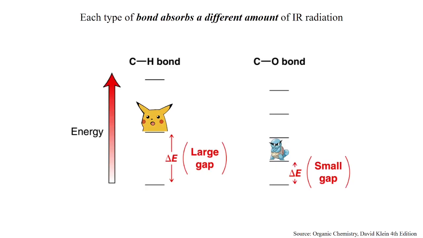For example, if I'm analyzing an alcohol, alcohols have an OH bond. That OH bond will only absorb a frequency of IR radiation that has the same amount of energy as an OH. An OH bond is not going to absorb a photon that has the same amount of energy as a CH bond. It's not going to do that.